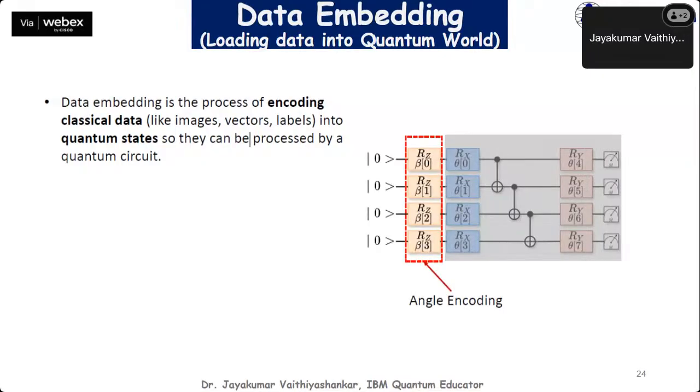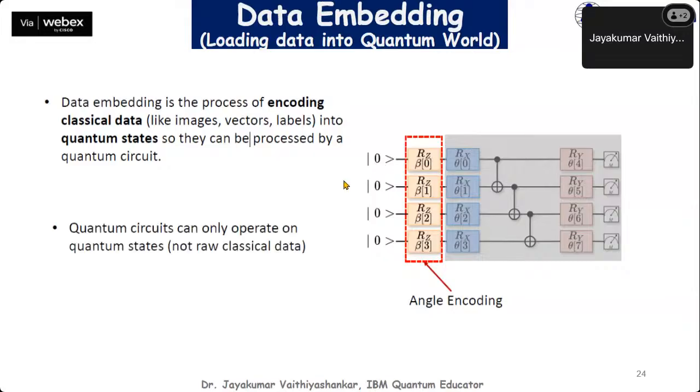One particular example is angle encoding. Suppose you have started with state 0. The next layer is RZ, where we are doing some rotation. An RZ gate does a Z operation according to your angle, so the angle is important here. According to your angle, it will manipulate your state 0. A quantum circuit can only operate on quantum states, not on classical data, so that is why we need to start with a quantum state.